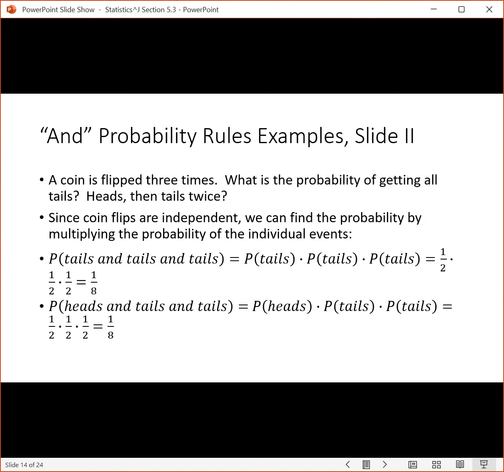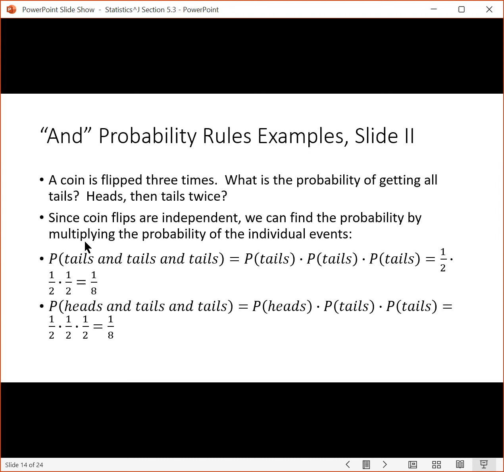Let's look at another example. Let's say a coin is flipped 3 times. What is the probability of getting all tails? What's the probability of getting heads, then tails twice? All right, so again, coin flips are independent.